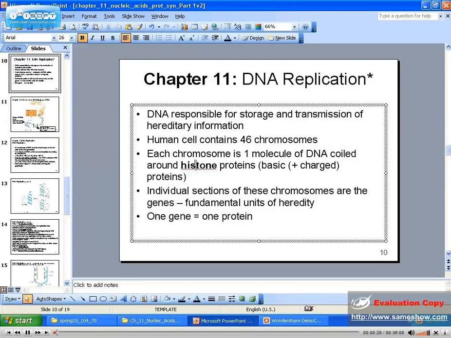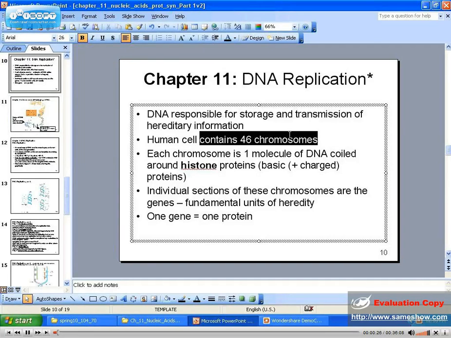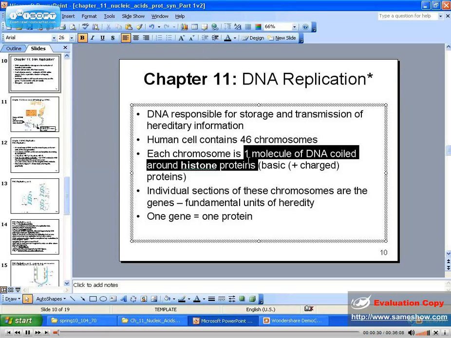So in general, here's a quick summary of DNA replication. DNA is responsible for storage and transmission of hereditary information, and contains 46 chromosomes. Each chromosome is one molecule of DNA coiled around histone proteins, which have a basic positive charge. Keep in mind the phosphate groups that make up the DNA backbone are negatively charged, so opposite charges attract.